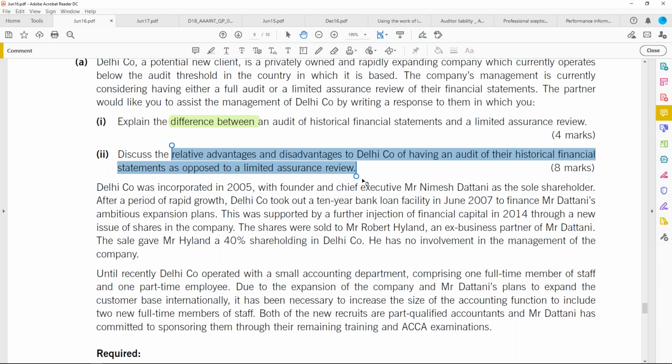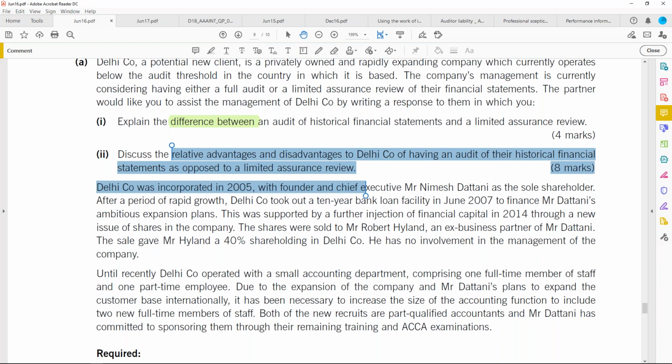So the scope of audit is bigger. The scope of a limited assurance review is narrow. So probably the company might get a better advantage from audit rather than review, because audit gives a deeper insight, right? So see these questions. Just in the June 16 paper, we got so many knowledge marks.